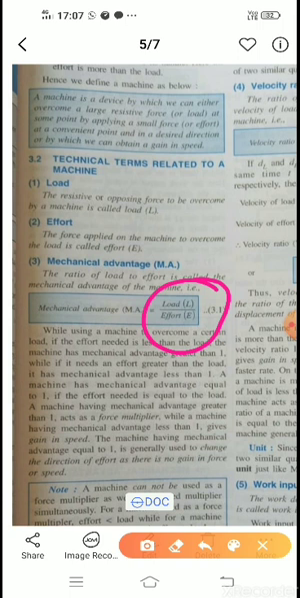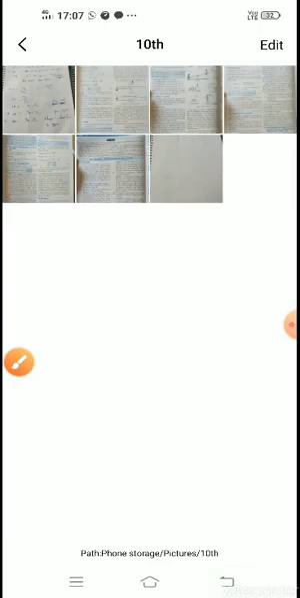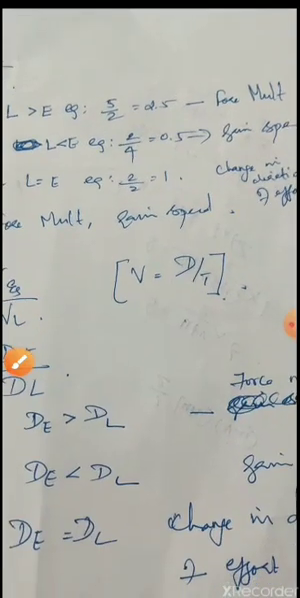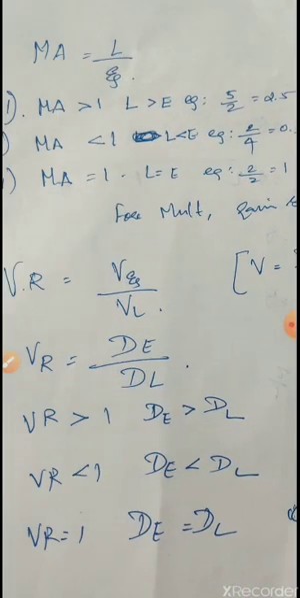These three categories you can define them. So let us see how it works. Now look at here. The first one, mechanical advantage. What is the definition of mechanical advantage? It is load divided by effort.